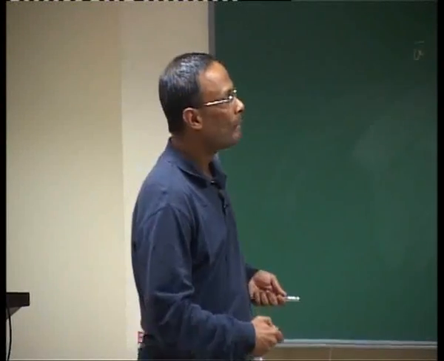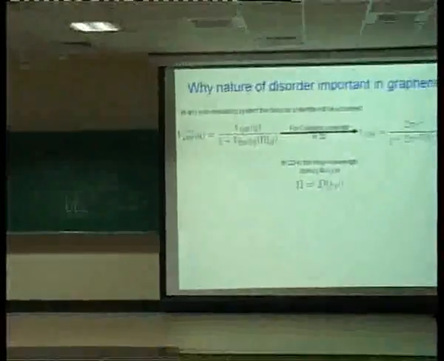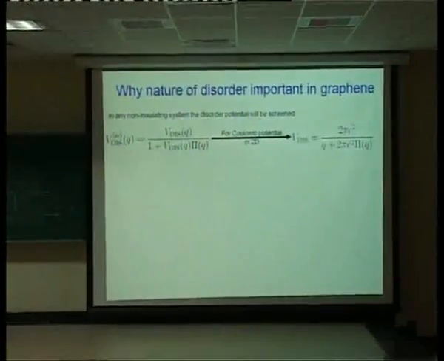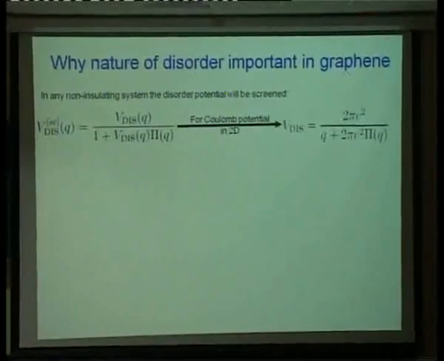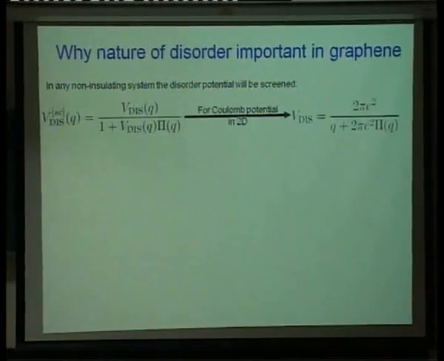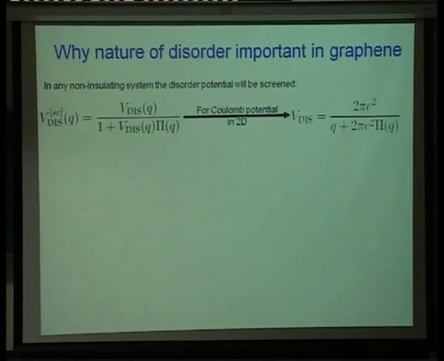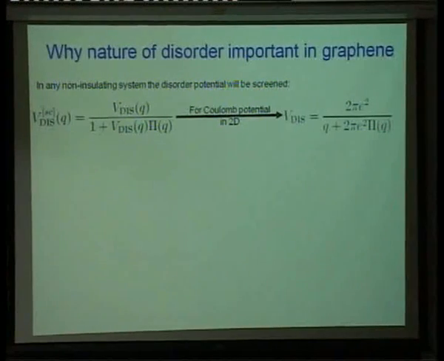Okay? So why is the nature of disorder so important in graphene? In metals, it's not important. As you know, you can look at any metal transport calculation. Nobody ever calculates Coulomb impurity. You always assume white noise, and it gives you very good result. In 2D, you assume white noise, very good result. All the diagrammatic theory always assumes white noise.